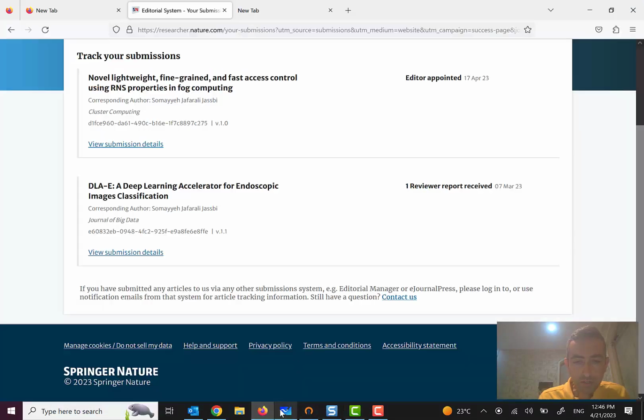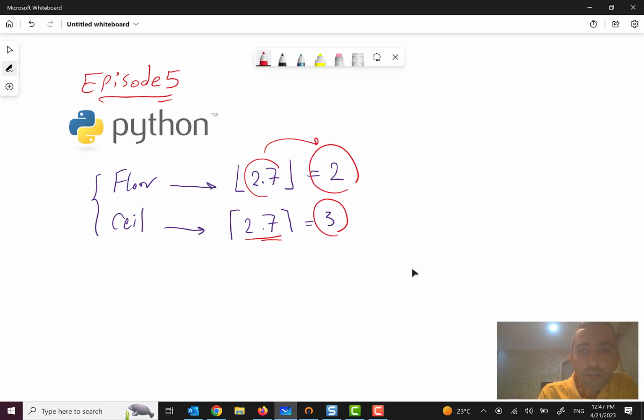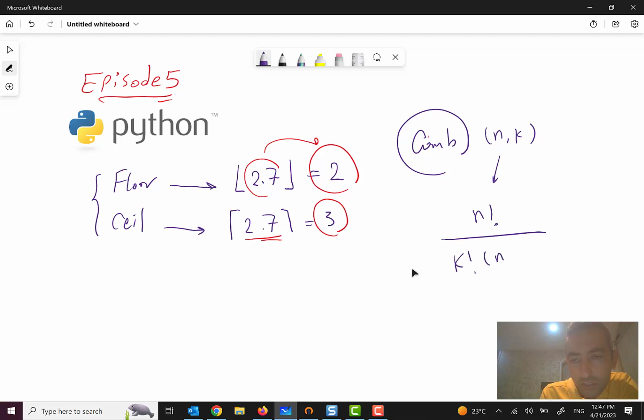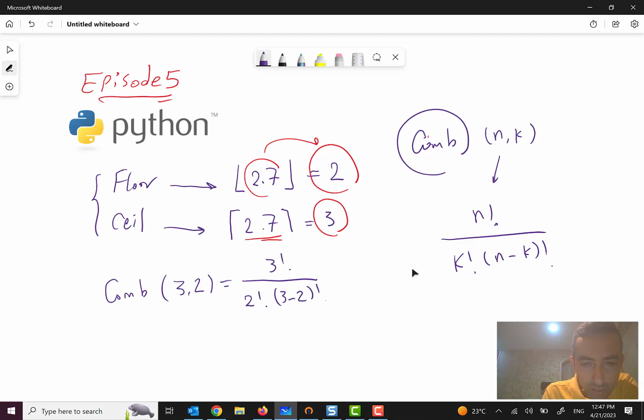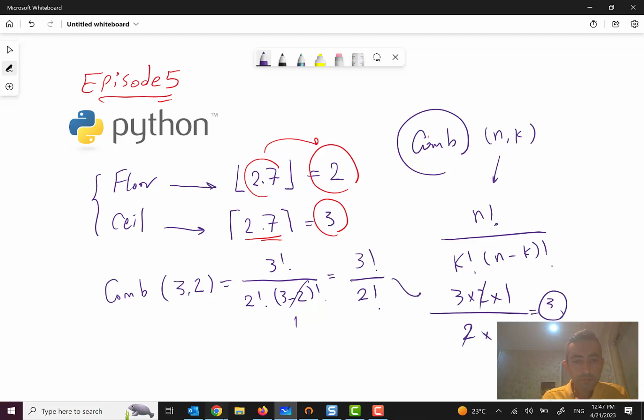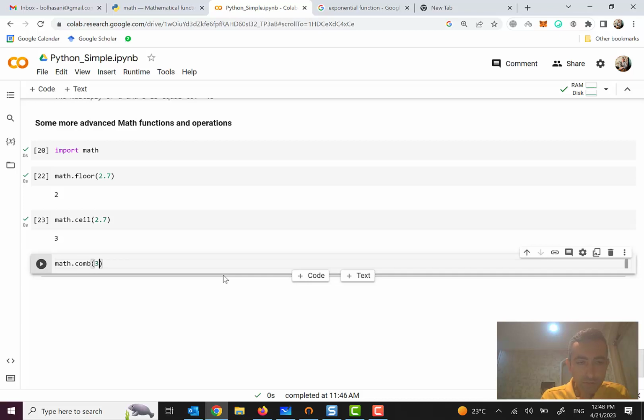Okay, another function that I want to tell you about is combination. The combination of, for example, n and k would be n factorial over k factorial times n minus k factorial. For example, the combination of 3 and 2 would be 3 factorial over 2 factorial and 3 minus 2 factorial, which is 3 factorial over 2 factorial. You know that this is 6 and this is 2, so it would be 3. Let's see. math.comb 3 and 2.